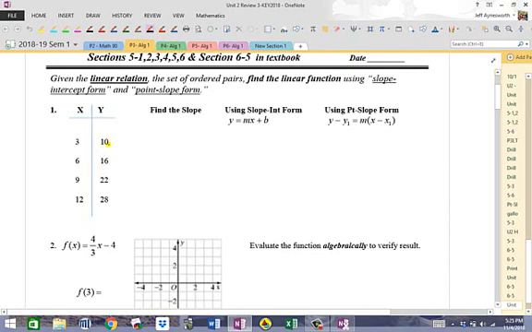Okay, so given a set of ordered pairs, which is called a linear relation here, the goal is to find the linear function itself, which describes how to find y when you know x. Like, what do you do to 3 to get to 10? What do you do to 6 to get to 16? That's the linear function here. So we're going to assume that it's linear here.